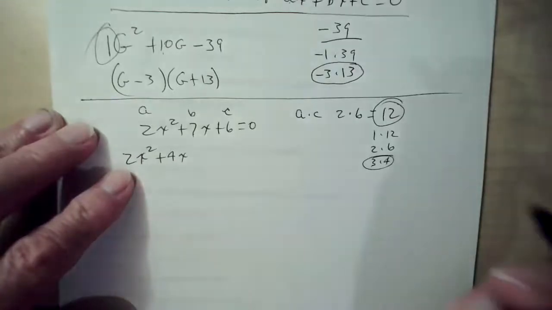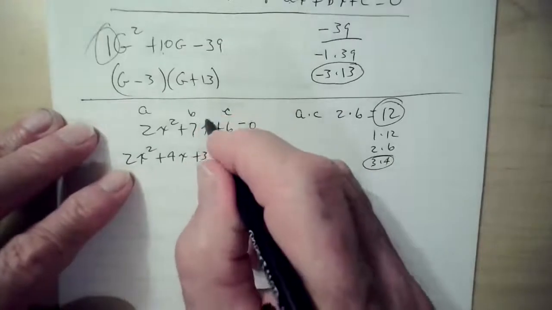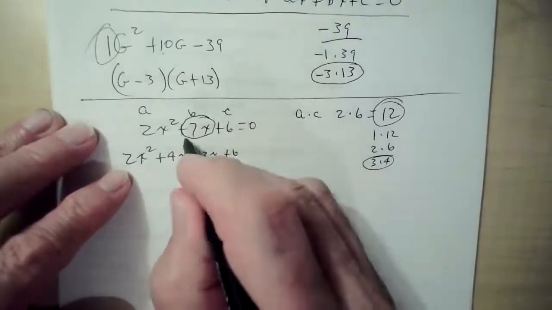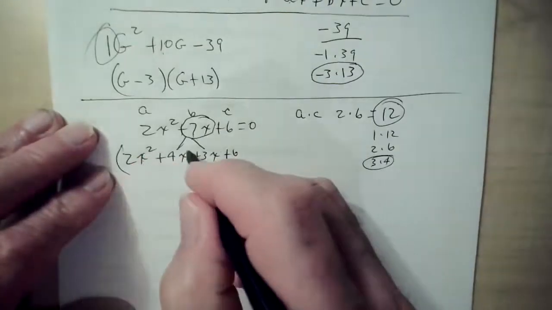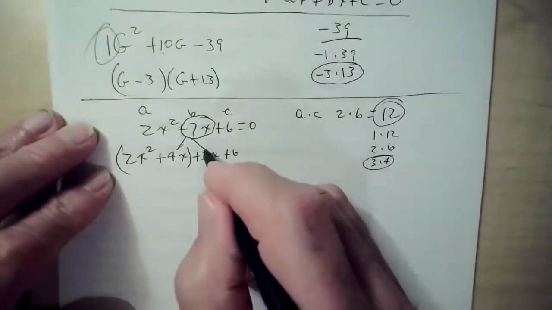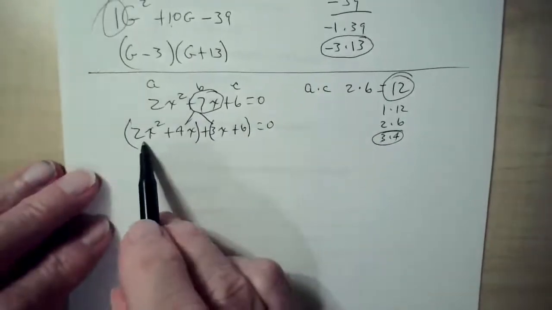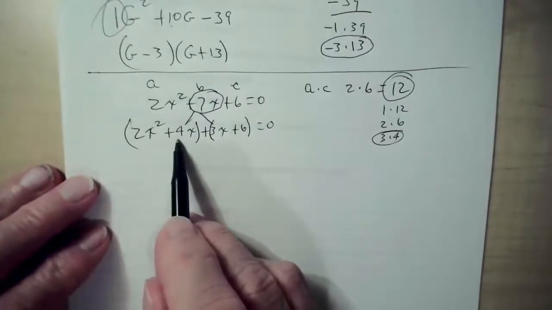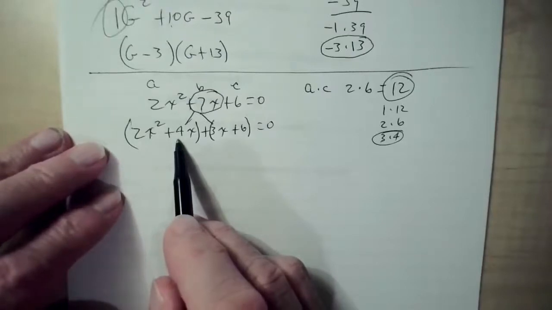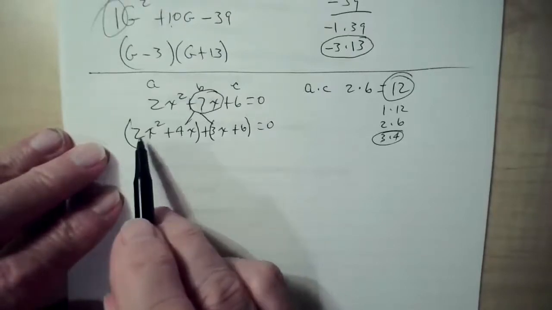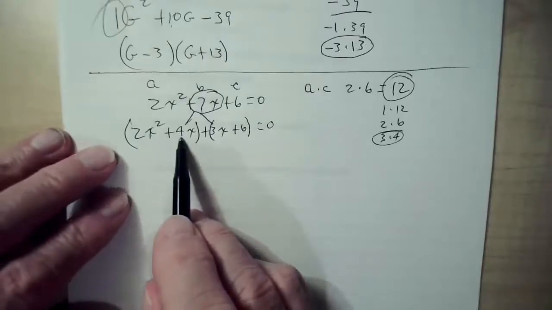Plus 4x plus 3x plus 6. And remember, all we're doing here is we're taking that 7x and we're splitting it up into these two terms. Now we're going to group these together and group these together. Now, what can we factor out of this right here? We can factor 2 out, right? 2 will factor out of both of the constants.